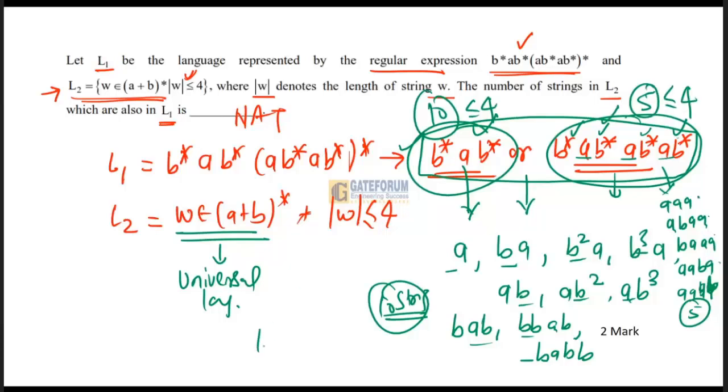So ultimately total 15 strings are there which can be common in L1 and L2, because L2 is a universal language, a combination of all. So these 15 strings are common among L1 and L2. So 15 is the correct answer for this NAT question which was asked for 2 marks. I hope it is clear.